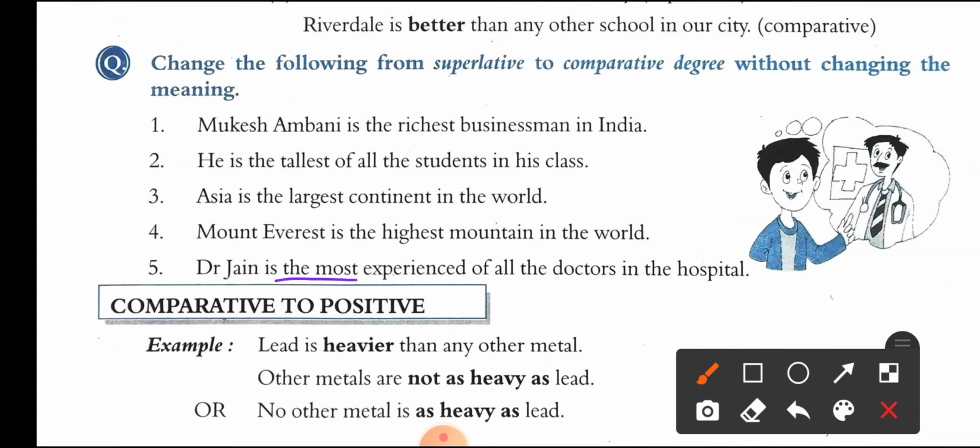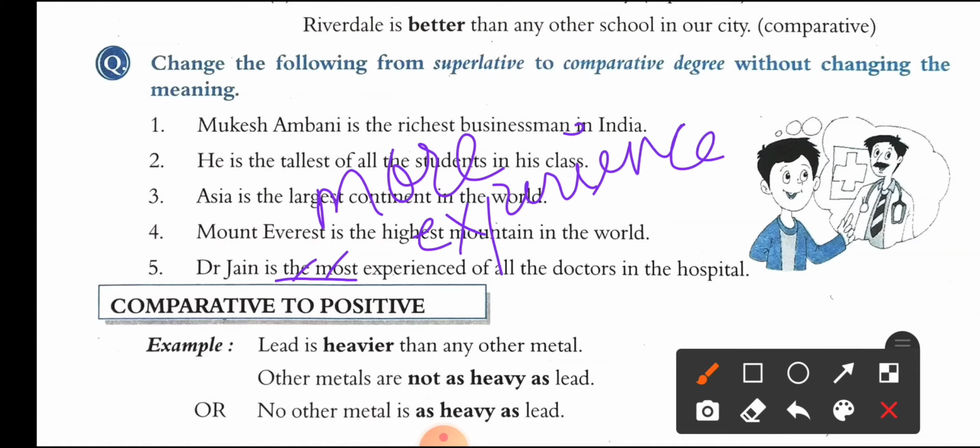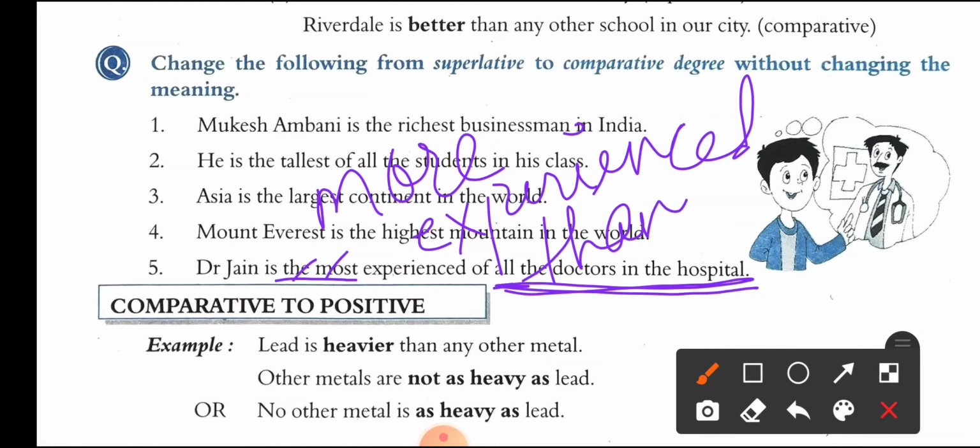The most, right? So what is the answer? You have to replace these words with "all the doctors in the hospital." Dr. Jain is more experienced than all other doctors, because here it is given all the doctors. So you can say all the doctors in the hospital. So Dr. Jain is more experienced than all the doctors in the hospital.